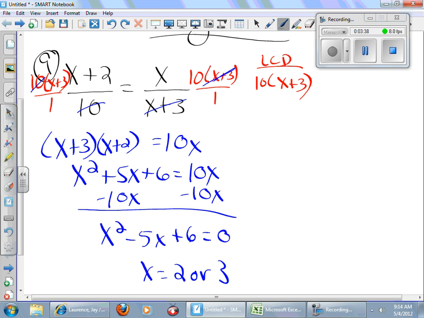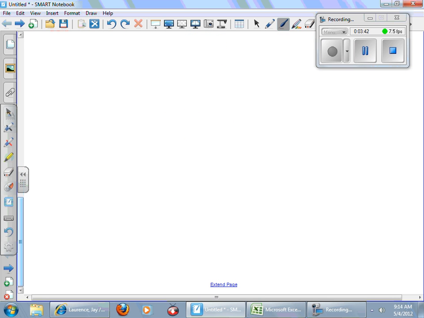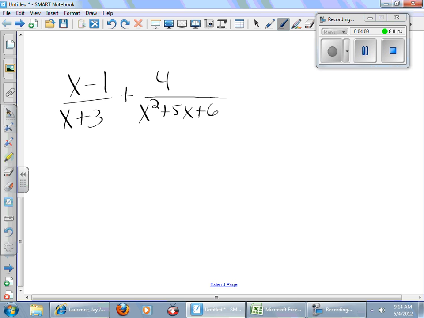Excuse me. And my restriction was negative 3, so both those answers work. Okay, so let's look at one where I personally don't think it's a good idea to cross multiply. I would look at this one: (x minus 1) over (x plus 3), plus 4 over (x squared plus 5x plus 6), and that equals 1 over (x plus 2).